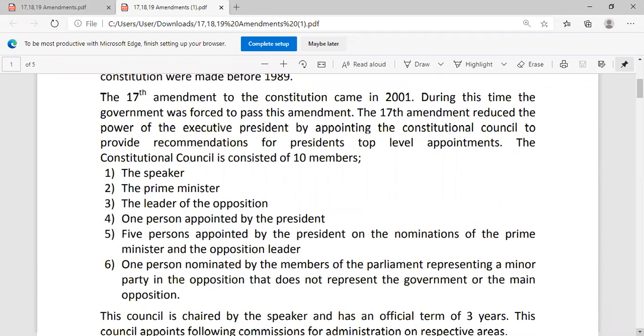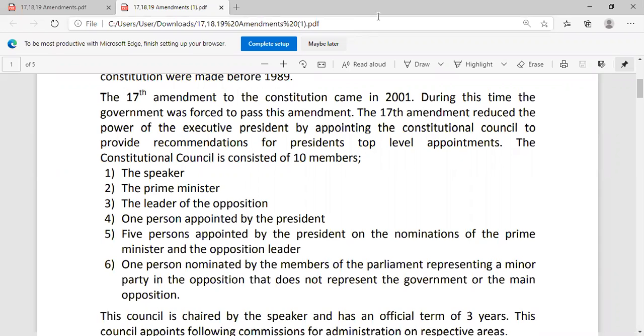You guys know how now. The 17th Amendment reduced the power of the executive president by appointing the Constitutional Council to provide recommendations for the president's top-level appointments. There are some typos, guys, some apostrophes, some adjectives I'm missing, just know that. The Constitutional Council is considered 10 members.